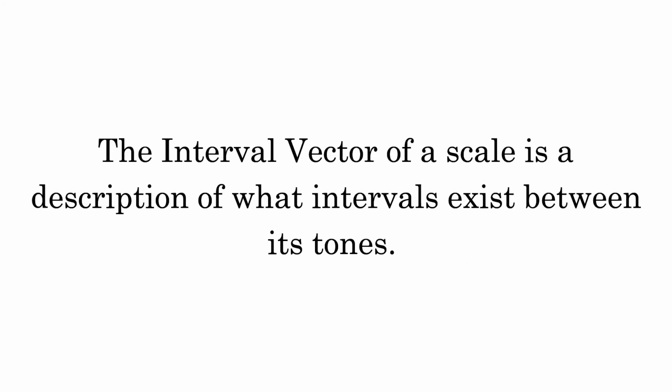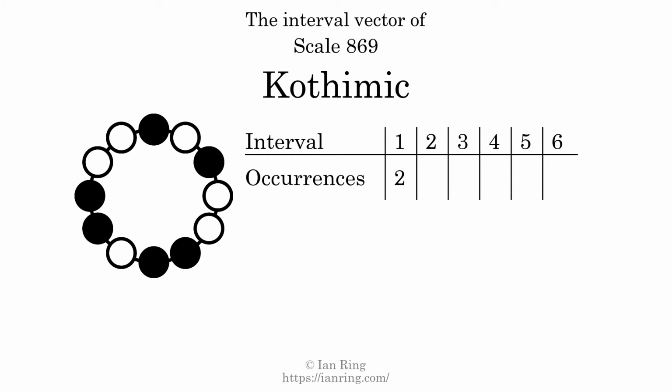The interval vector of a scale is a description of what intervals exist between its tones. There are 2 intervals with a size of 1 semitone. They are here and here. There are 2 intervals with a size of 2 semitones. They are here and here.